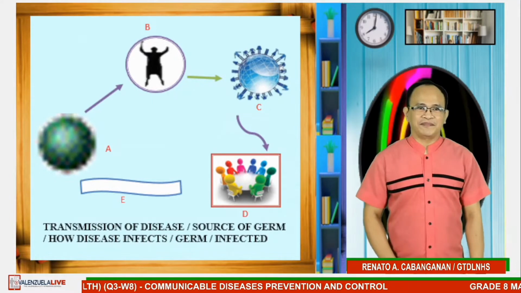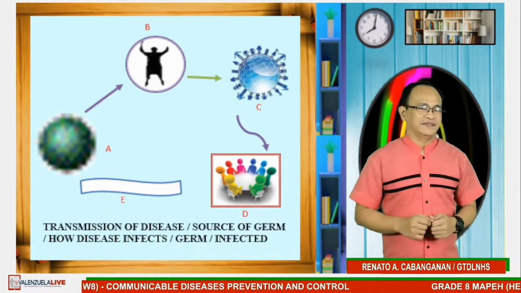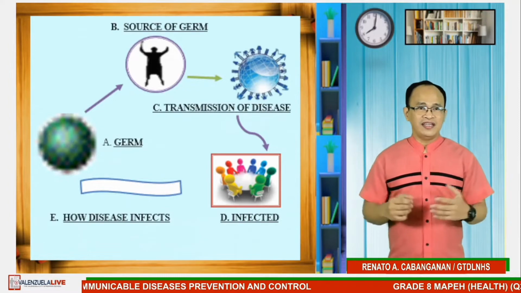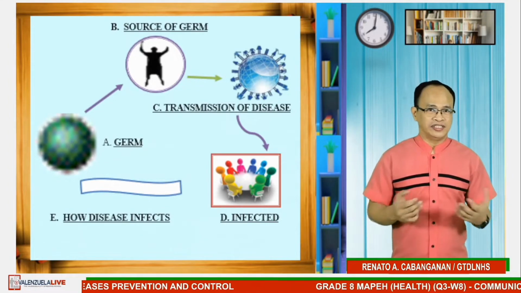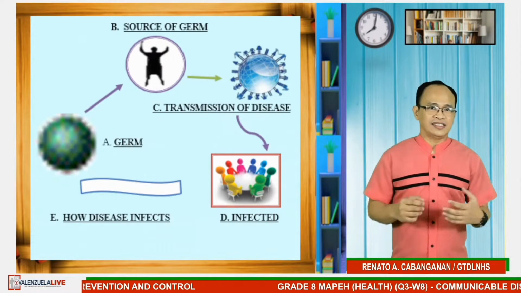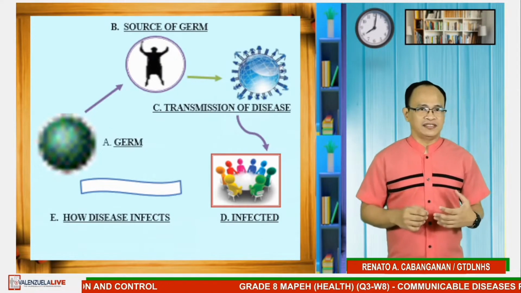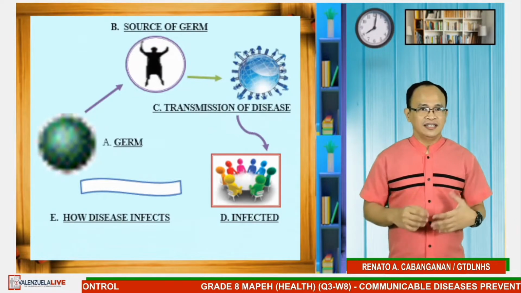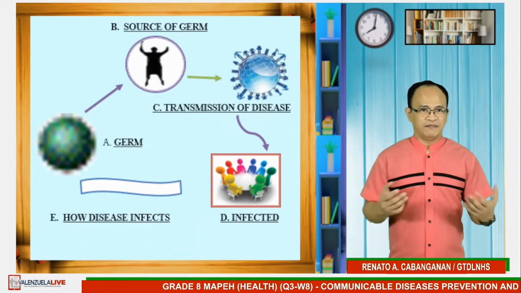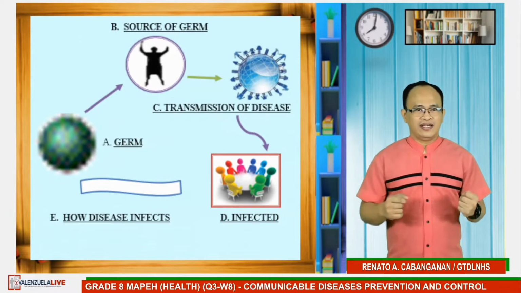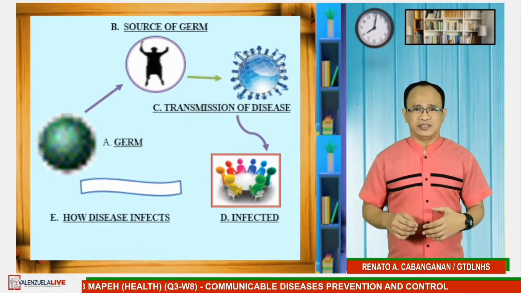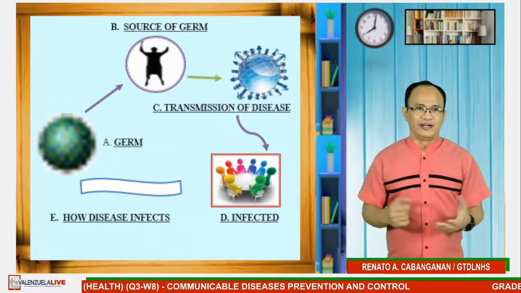Time is up. Let us reveal the answer. A, germ. B, source of germ. C, transmission of disease. D, infected. And for letter E, how disease infects. Again, thank you for your participation. Great job, everyone.